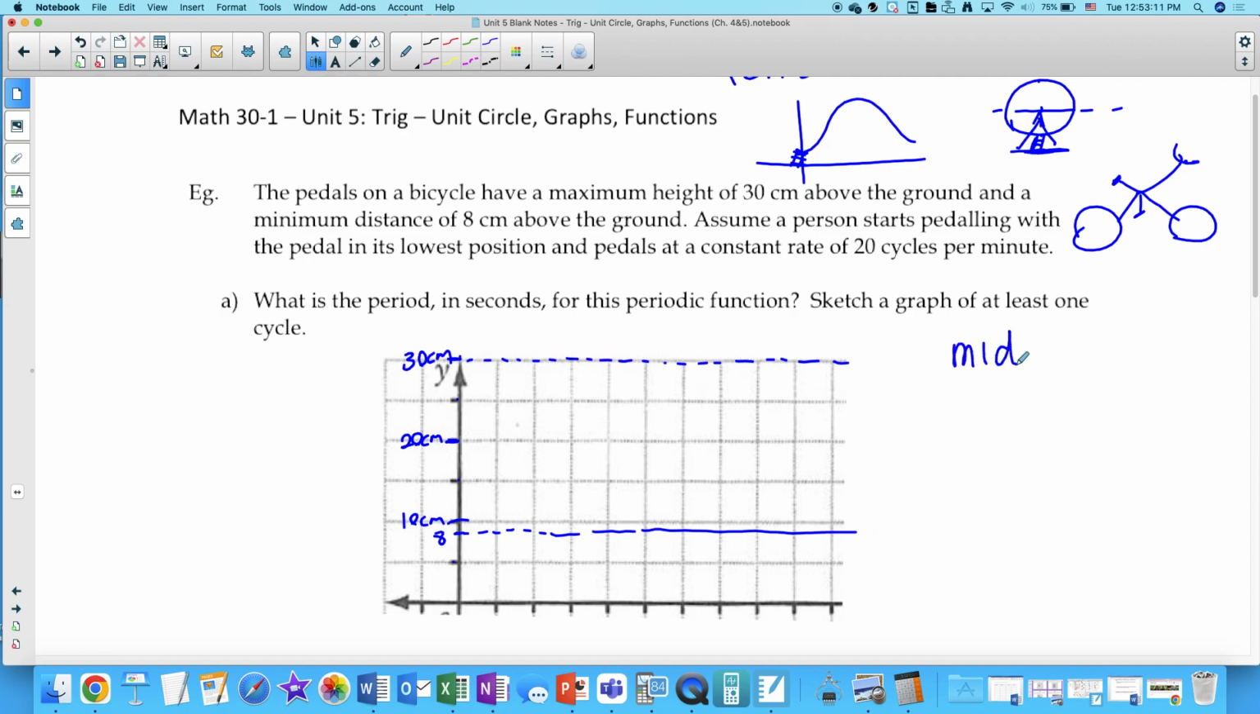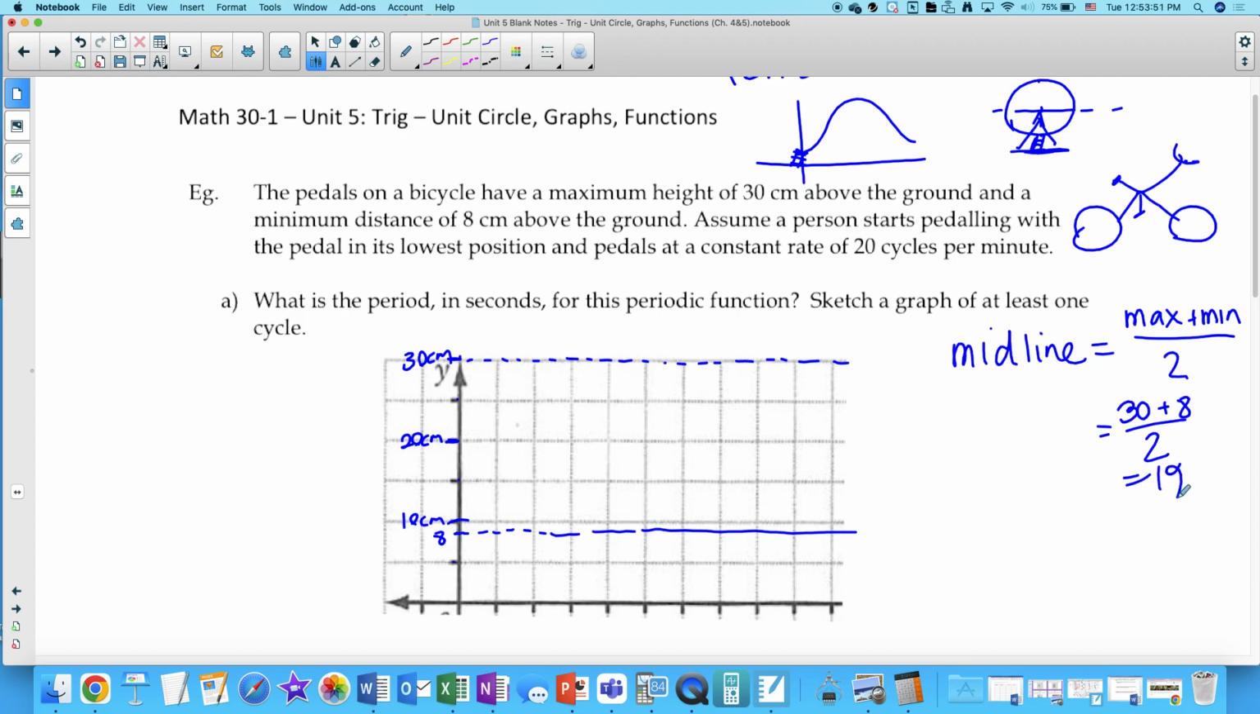Think of the midline as an average. Almost. I think some of you are confusing amplitude and midline. The midline is an average of the max and the min, so the midline is going to be the max plus the min over 2. An average is when you add up the numbers and divide by the number of numbers. So that is 30 plus 8 over 2. 38 over 2 is 19.